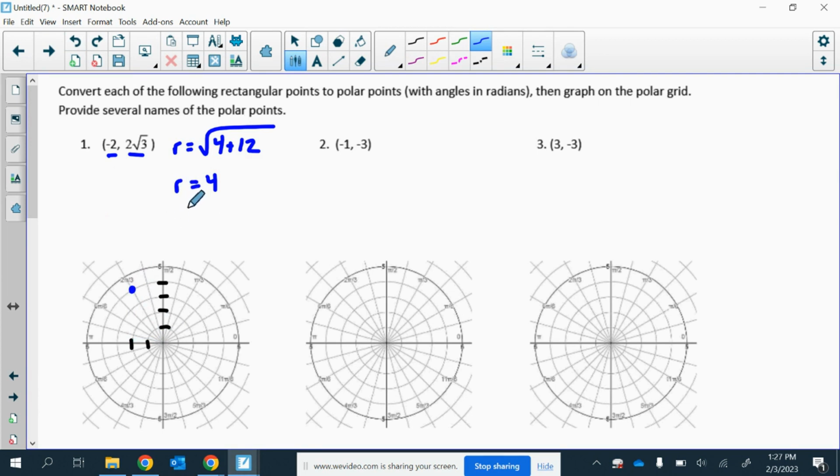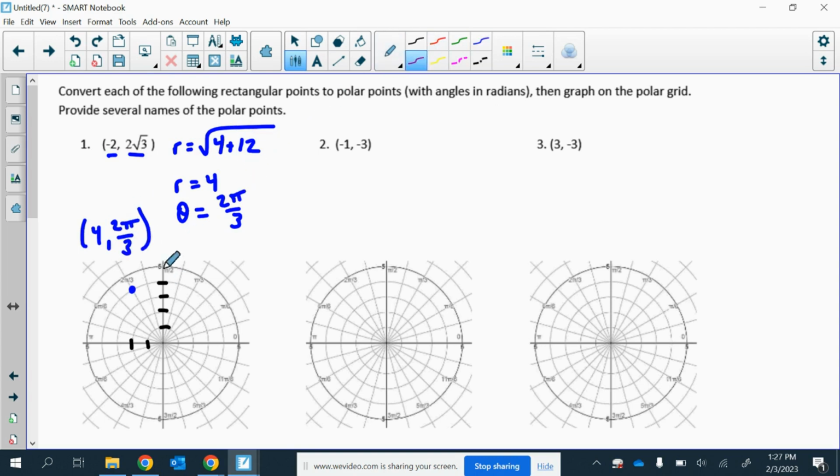And then that means that my theta, I could do arctangent of 2 root 3 over negative 2, which gives me arctangent of negative root 3. Remember that I have to add pi, but I should also know that that is just 2 pi thirds if I know my unit circle. So I end up with 4, comma, 2 pi thirds.